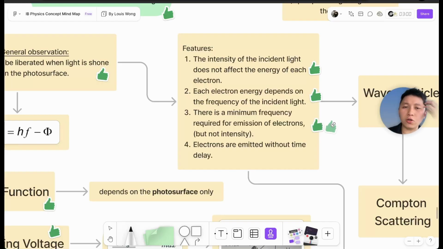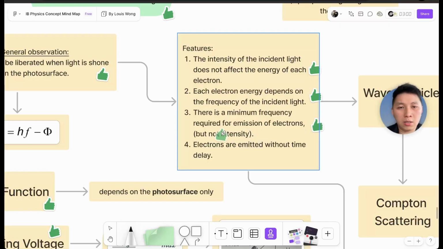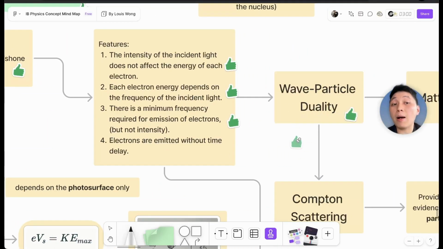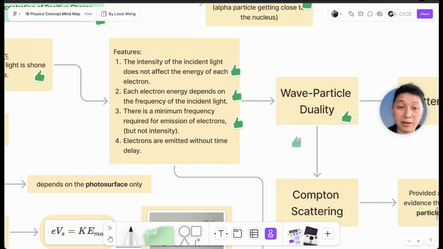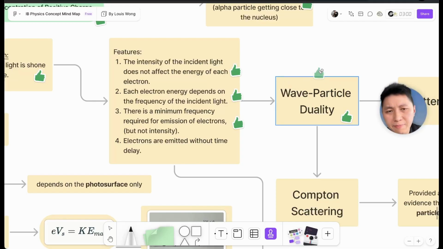At the same time, there's also a minimum frequency, which we can call the threshold frequency. If you have too low a frequency, that means you have too low energy, and therefore the electron cannot be liberated. Again, it's not about intensity, it's about frequency, which is not anticipated if we stay with the wave theory. We will eventually suggest that light is behaving like a particle. That's why we come with the duality. We still accept that light is a wave, but at the same time, it might behave like particles.